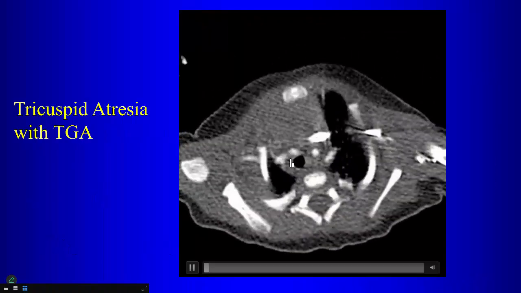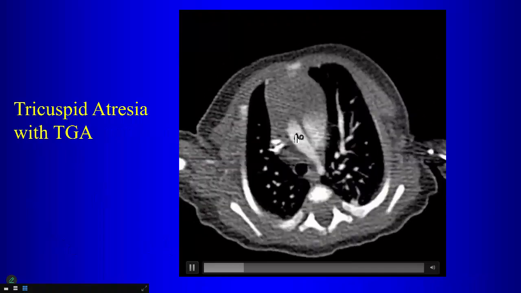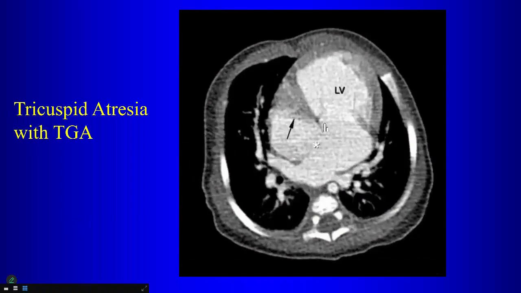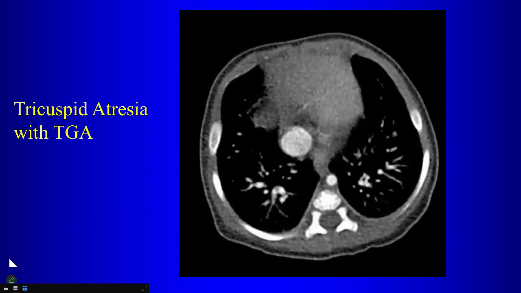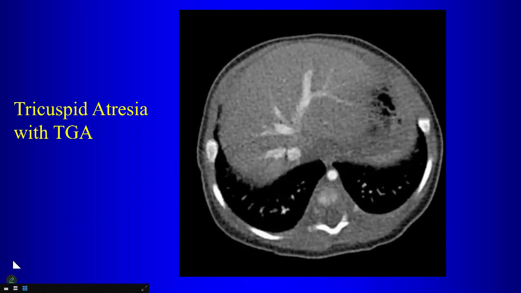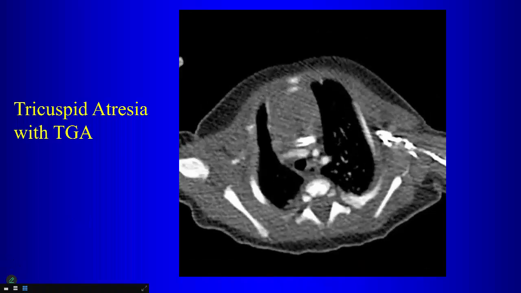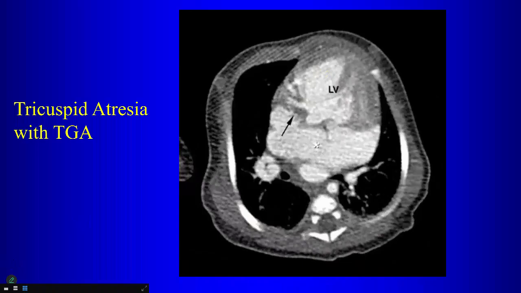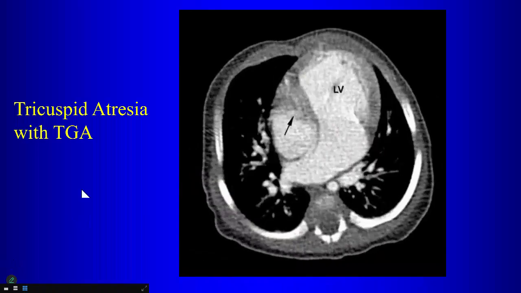So follow it down, you'll see that the aorta connects to the very small right ventricle right there with the arrow. No tricuspid valve. That is tricuspid atresia. So we'll play through it again just so you guys can see that. There you go. No tricuspid valve.